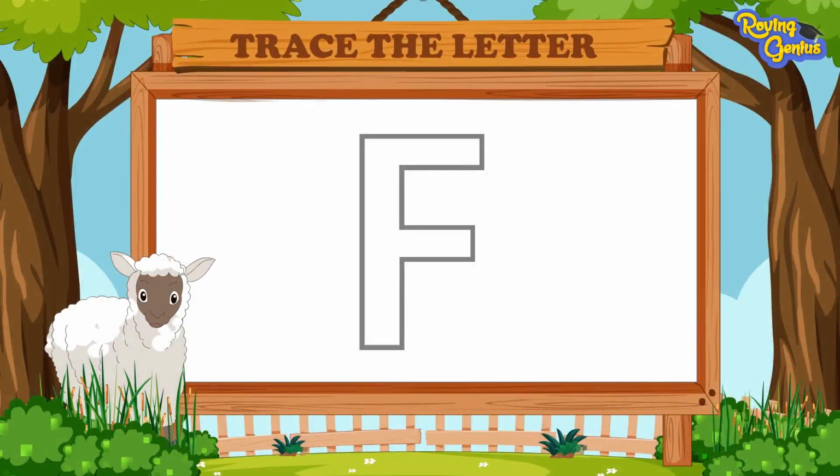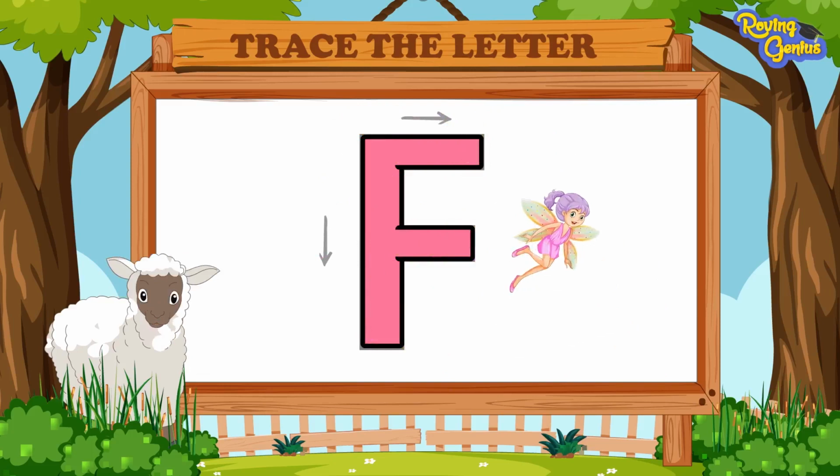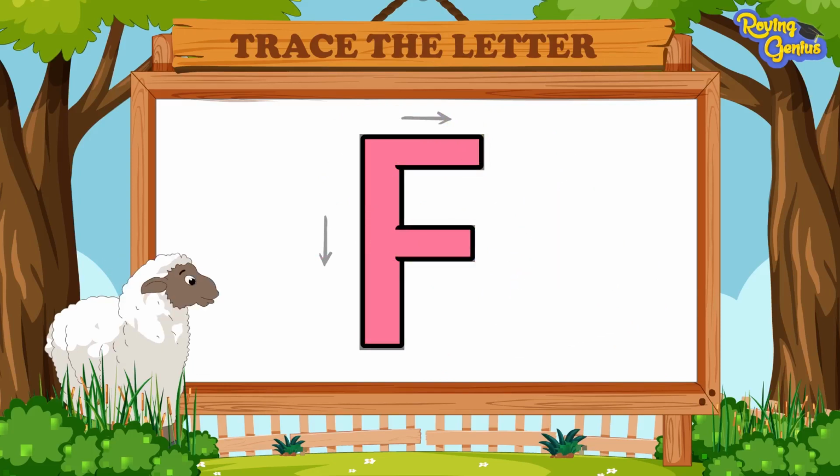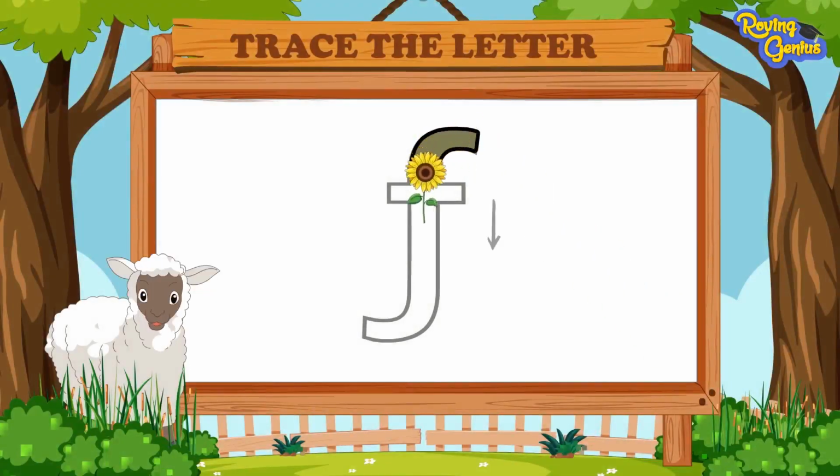Let's learn how to trace F with these fun rhymes. Big F is a tall flower for you. E has three lines, F has two. This flower grows tall and hangs a little. Add a little line right in the middle.